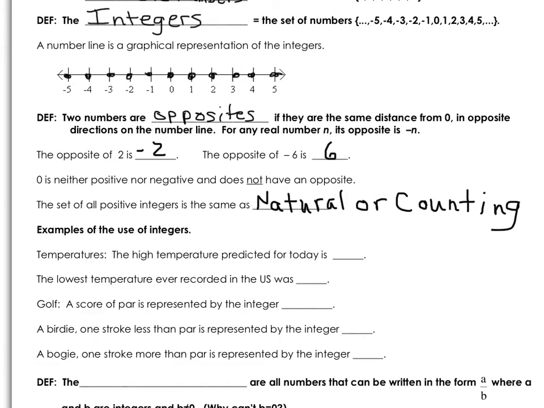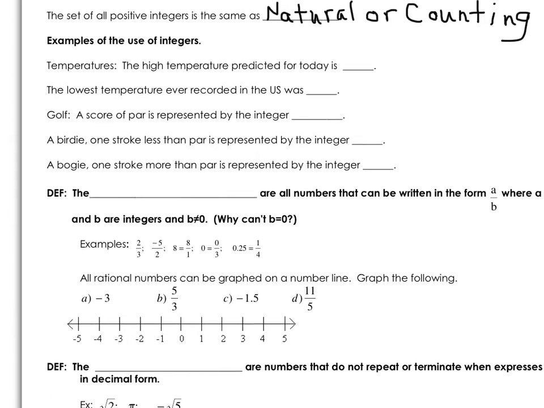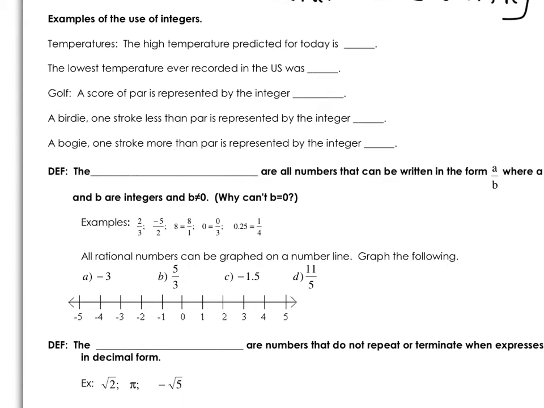So, what do we do with integers? Integers can be positive or negative, so we can measure temperatures with integers. The high temperature predicted for today is 75 degrees Fahrenheit. The lowest temperature ever recorded in the U.S. was -80 degrees Fahrenheit in Prospect, Alaska.